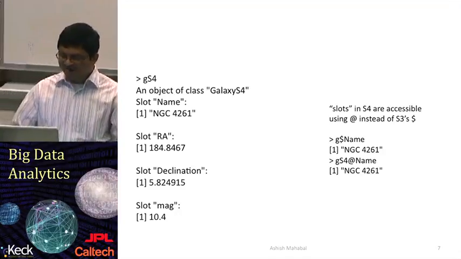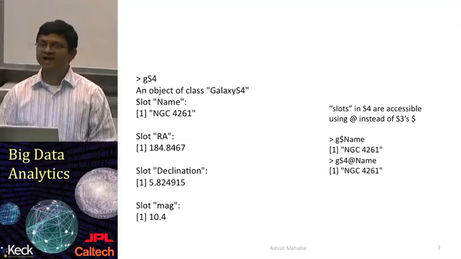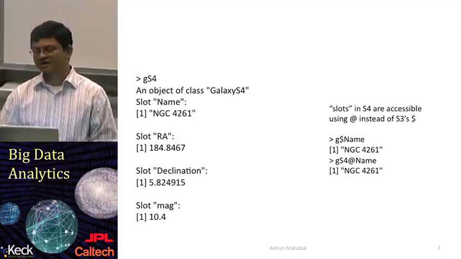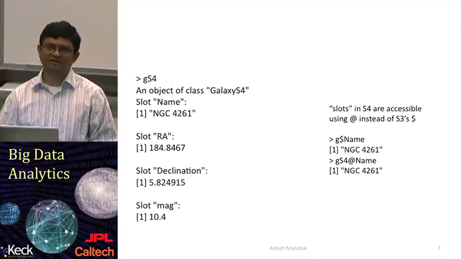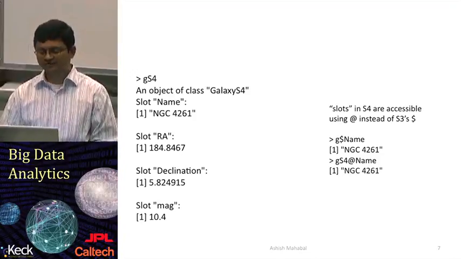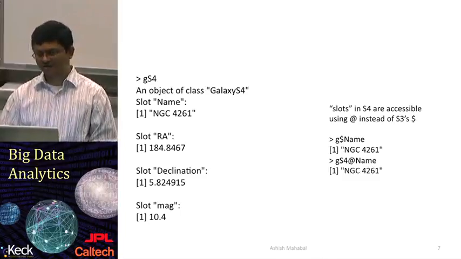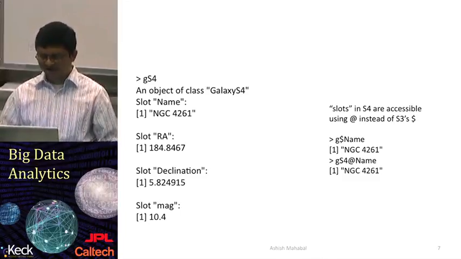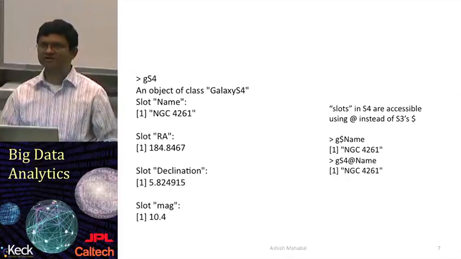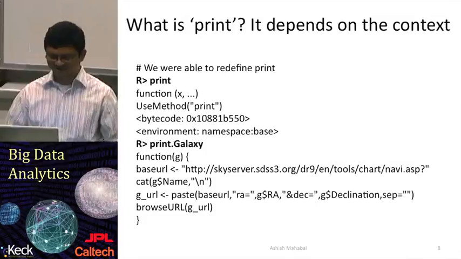And these slots in S4 are accessible using the @ character. Remember in S3 we had the $ character. So you could have said G$name and got back ngc4261. To do that with S4 classes, what you have to do is GS4@name, and you'll get the same information. There are these minor differences, but the main difference, of course, is the error checking involved and the rigorousness with which the class itself is defined.